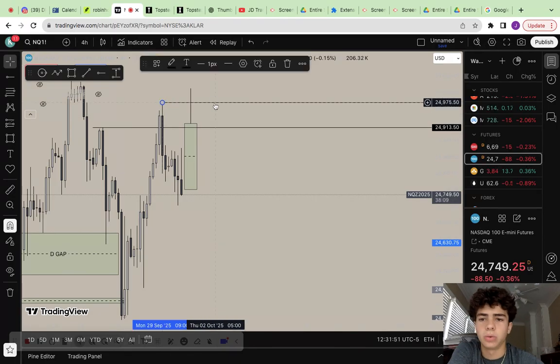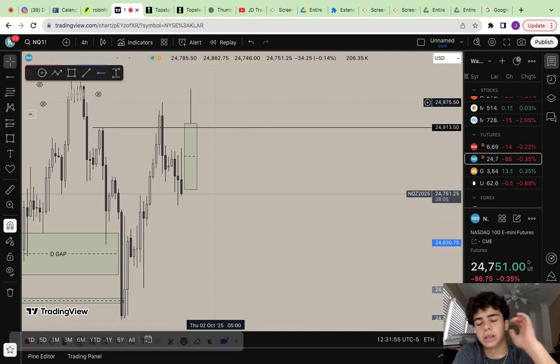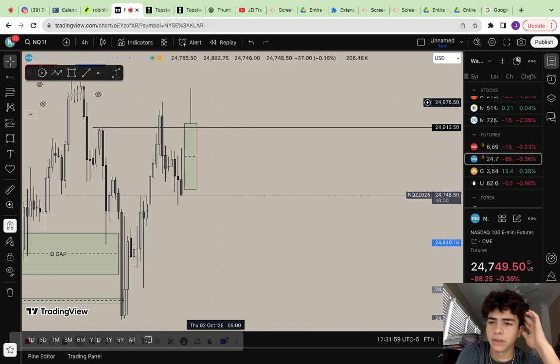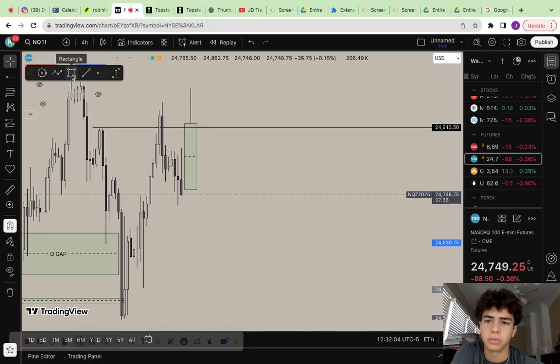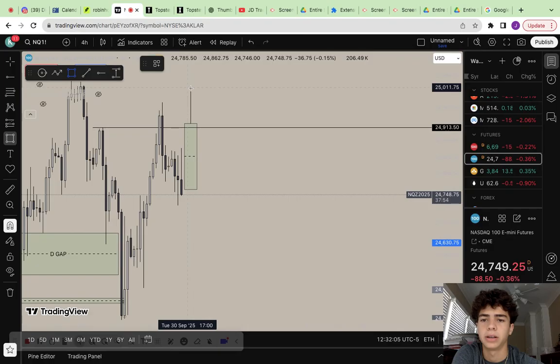And all we do with these rejection blocks is that there are multiple levels that you can use. There's the 0.705. There is the 0.5. I prefer the 0.5 the most, just because I think that one is the most high probability of holding. But anyways, I'm just using a rectangle here. You can use the Fibonacci tool.